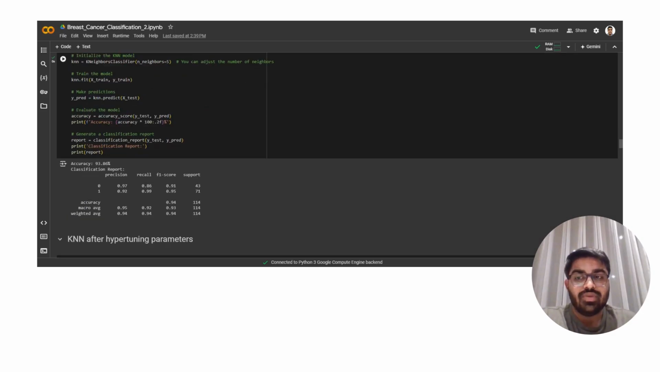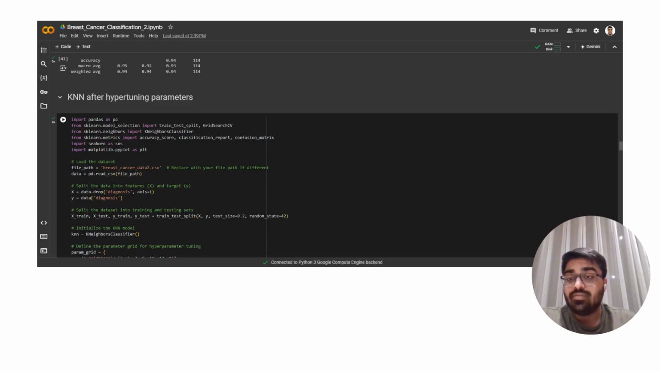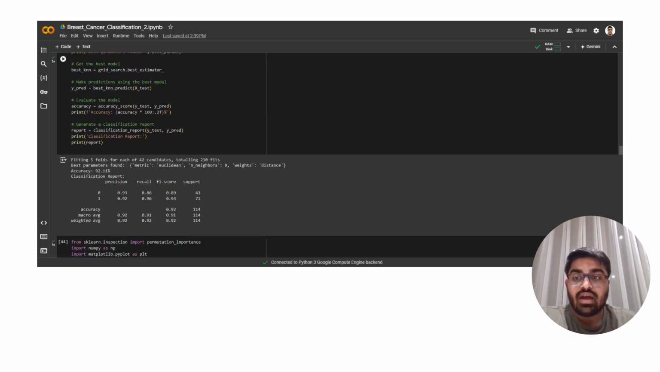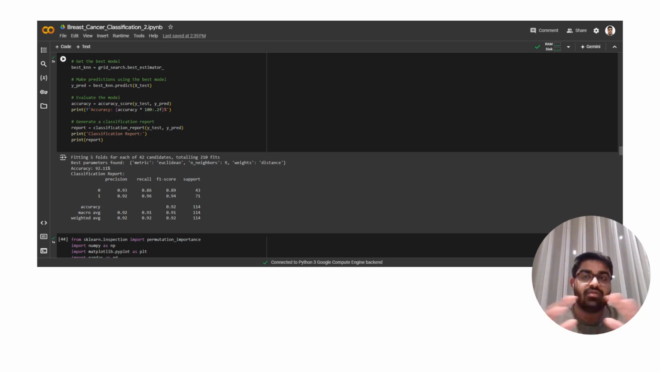Initially we got a 93.86, the same as naive Bayes after hypertuning. But after hypertuning, using grid search and everything, we found that the accuracy fell down, and we found out that Euclidean distance was a good metric under parameters. n neighbors equal to 9, which is k minus 1, k was 10, and the weights were distance. So that is what we found to be the best parameters for this particular study.